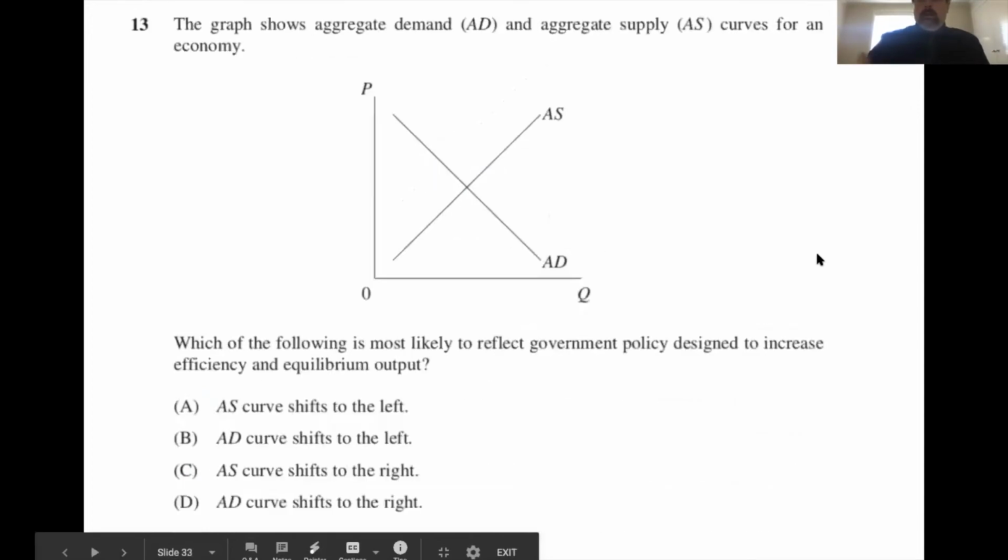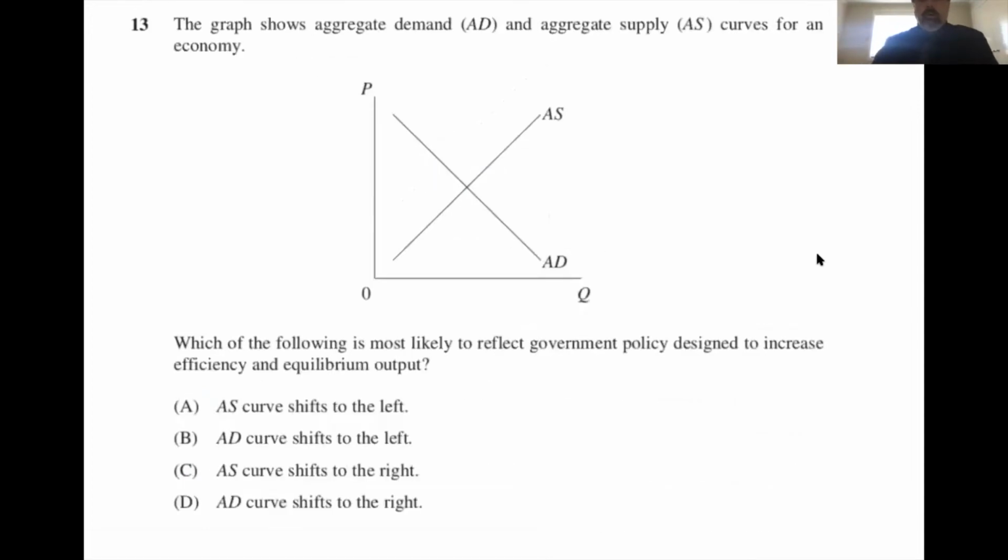All right, another diagram question. Here we've got question 13. Pretty sure this is the 2018 exam. So the graph shows aggregate demand and aggregate supply curves. Which of the following is most likely to reflect government policy designed to increase efficiency and equilibrium? So again, equilibrium output, all right? So equilibrium output. So there are key terms there, all right?